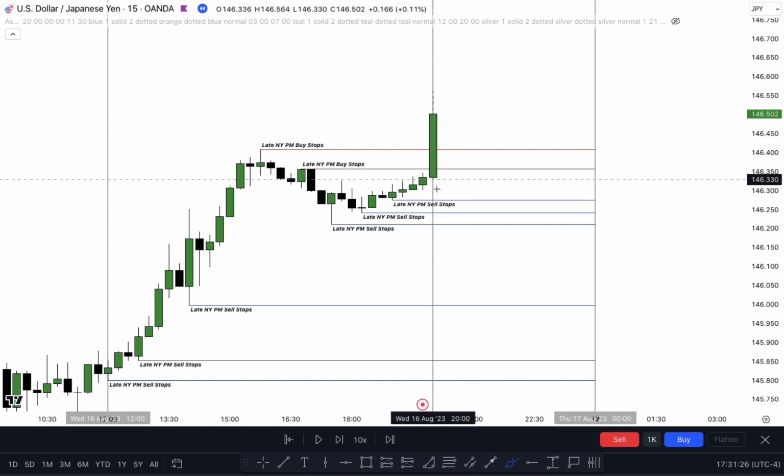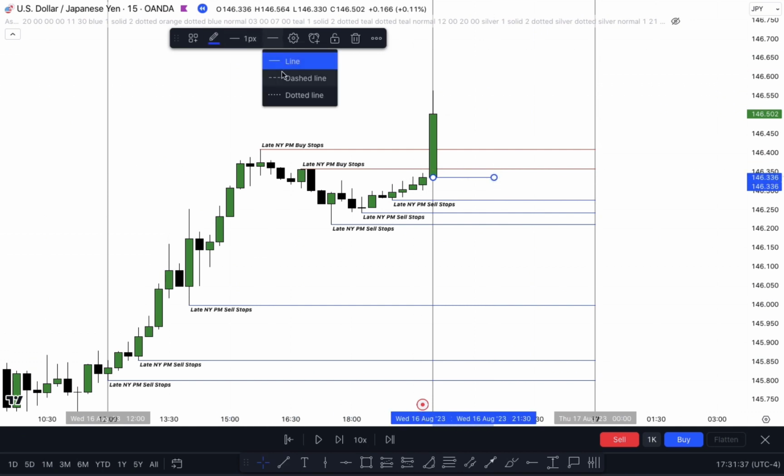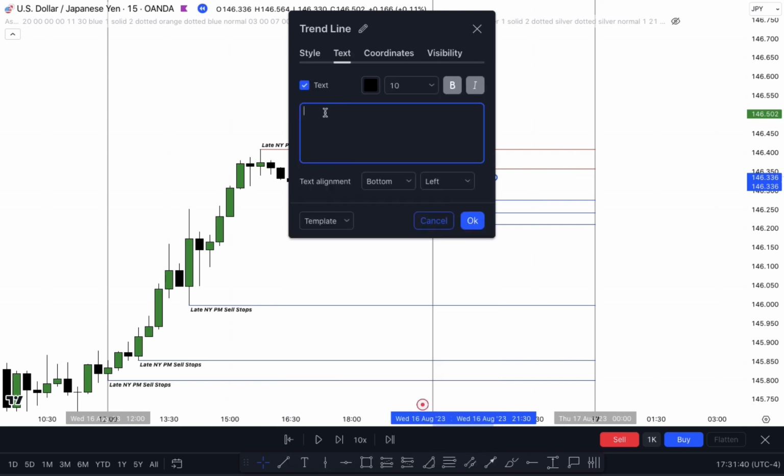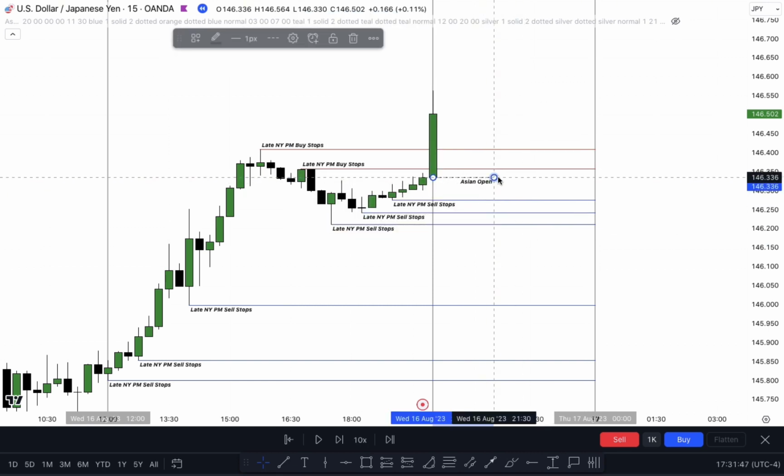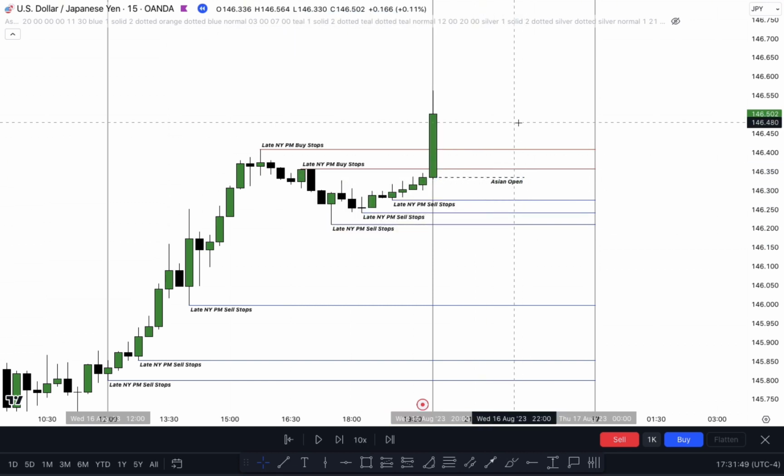You can see immediately at 8 p.m., price runs up and takes out what? The buy stops, the buy side liquidity immediately. Also notice the opening price. We're not going to forget that because it's very influential to what we're doing here. This is going to be the Asian Open, and anything above it is going to be in a premium. Anything below it's going to be in a discount. If I'm looking for a sell setup, I want to find a sell above the Asian Session Open.